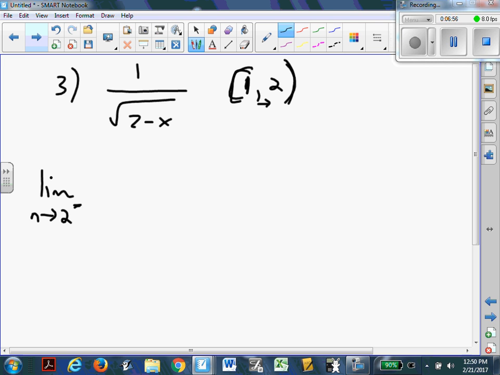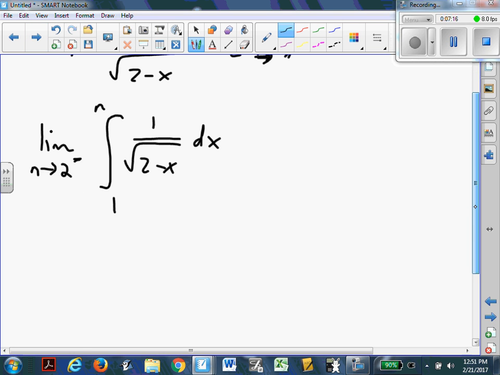Here's 1, and then here's 2, and if I'm approaching 2 from 1, I'm moving right, but I'm approaching 2 from the left, of the integral from 1 to n of our function with respect to x. And here we're going to need to do a u substitution. u is 2 minus x. du is minus dx. So negative du is dx.